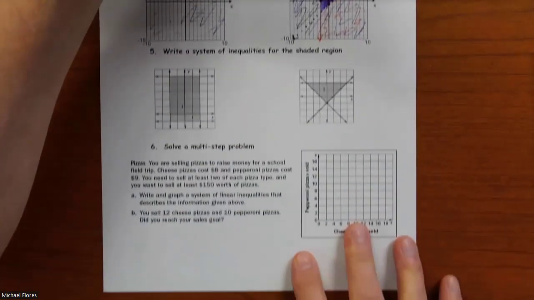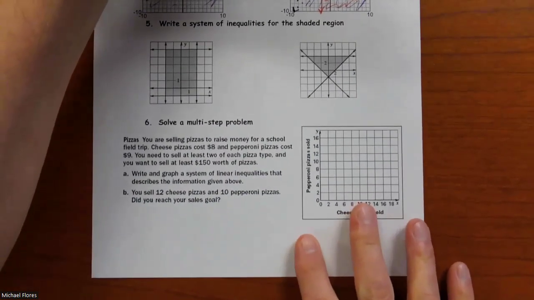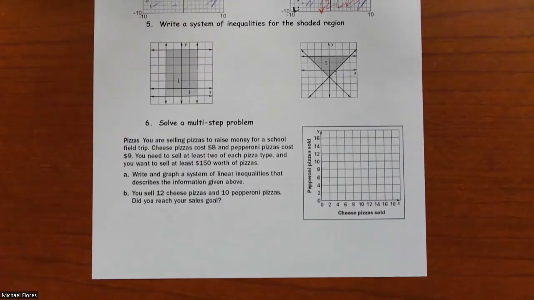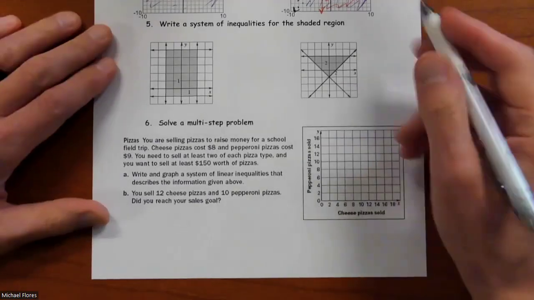Okay, example 5. Write a system of inequalities for the shaded regions. Why did I say for? For the shaded regions. Let me learn you what for.